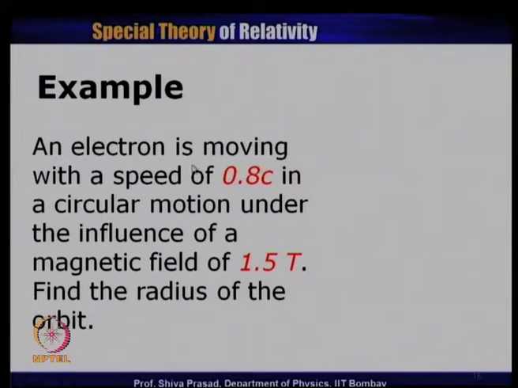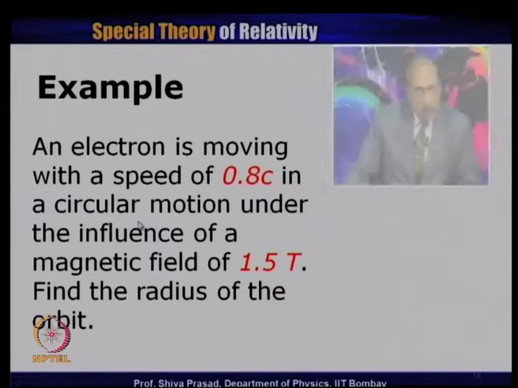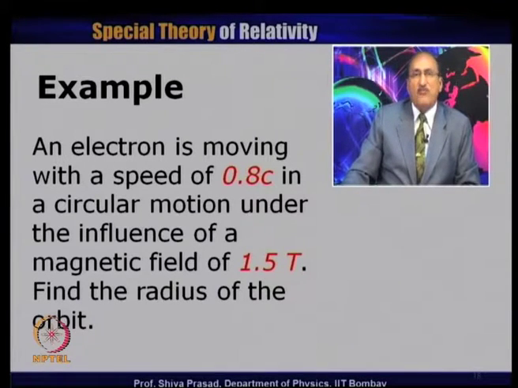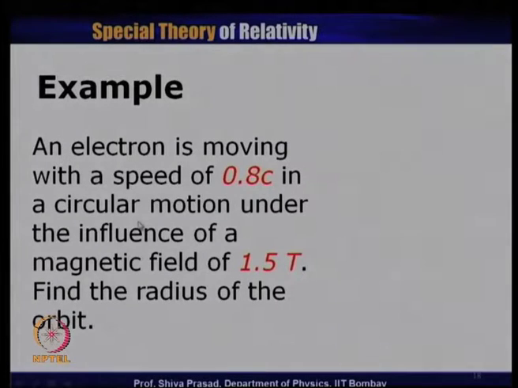An electron is moving with a speed of 0.8 c in a circular motion under the influence of a magnetic field of 1.5 Tesla. We have to find the radius of the orbit. This case, as I said, is simple because force and the acceleration are in the same direction. So, let us first find the force.